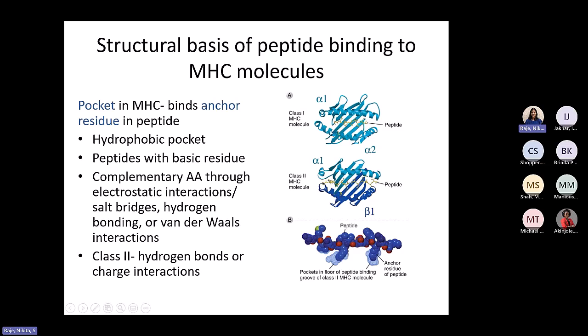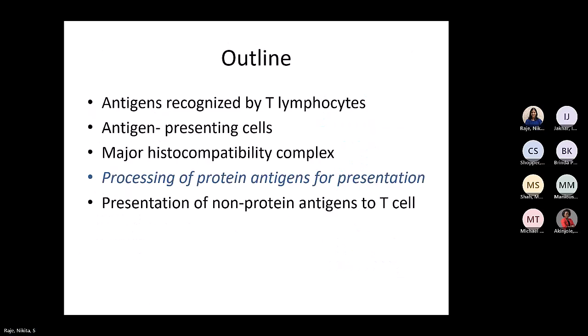Sorry, I'm showing you. Here's the pointer. Class 1 MHC, just that in that beta portion, versus in class 2 MHC, it can go beyond that floor and can interact with these helical sides. Questions, anyone? I'm going to stop here. That's a lot of information and a lot of details.